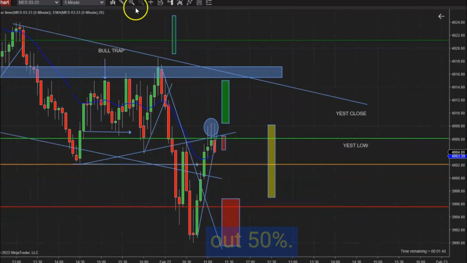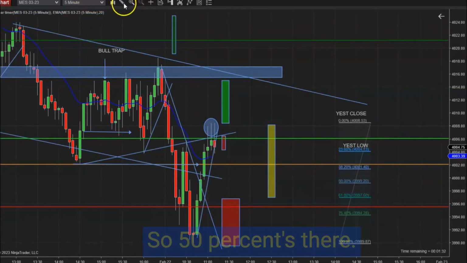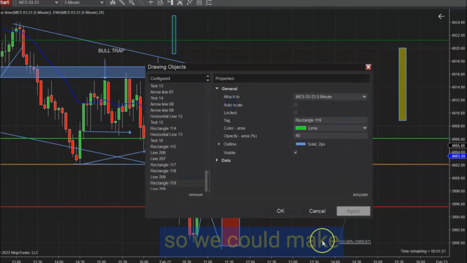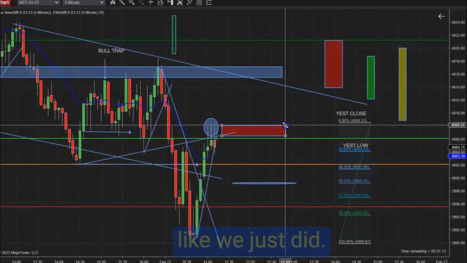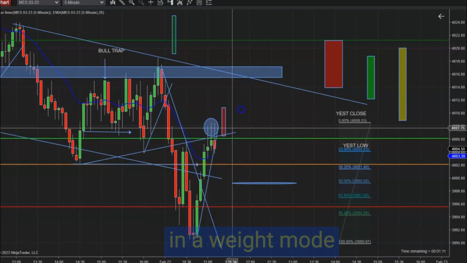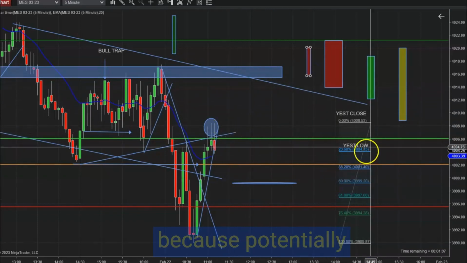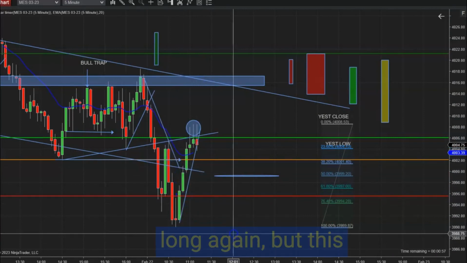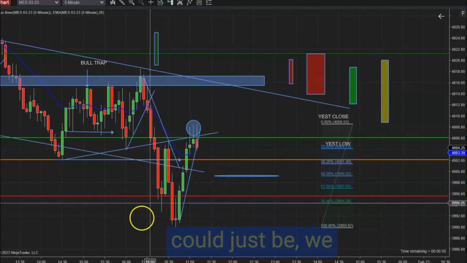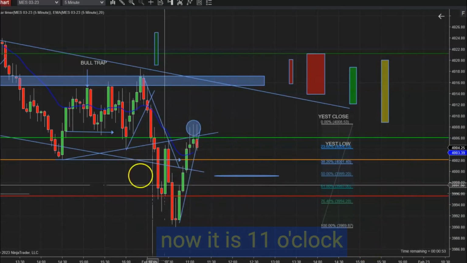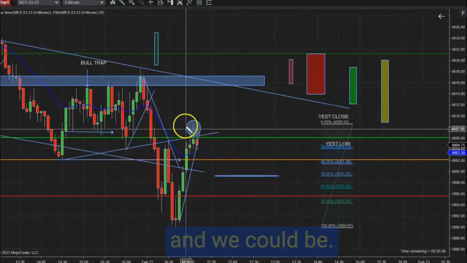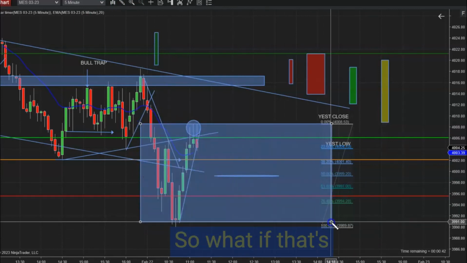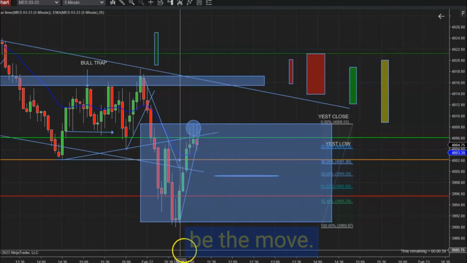Let's measure out 50%. So 50% is there. Let's get these out of the way. We use these when we're in a trade so we can make decisions like we just did. So now at this point, I think we're just in a wait mode because potentially I would want to get long again. But we could just be in a trading range because now it is 11 o'clock and we could be in something like this, a trading range. So what if that's the trading range for the day? That could be the move.